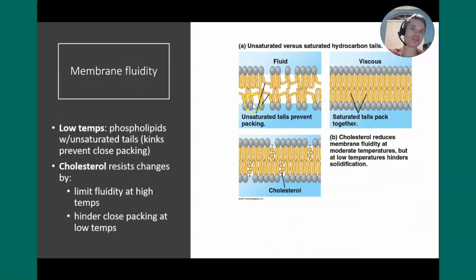In addition to phospholipids, we also include cholesterol. The job of cholesterol is multifold. Cholesterol basically resists changes. So at high temperatures, it limits fluidity, and at low temperatures, it inhibits the ability of the phospholipids packaging too tight. So cholesterol functions to reduce membrane fluidity and moderate the temperature.